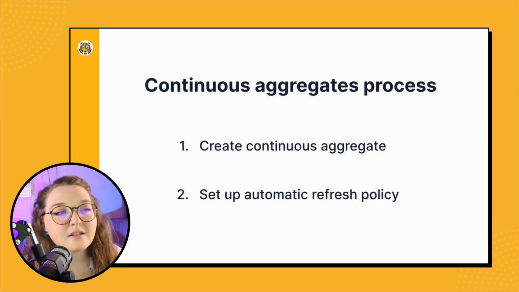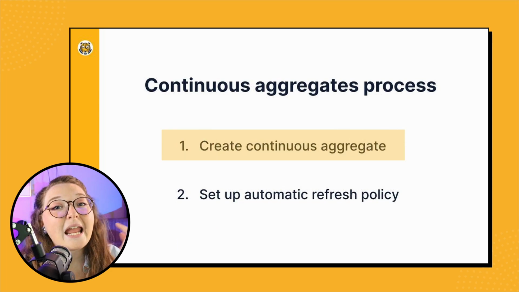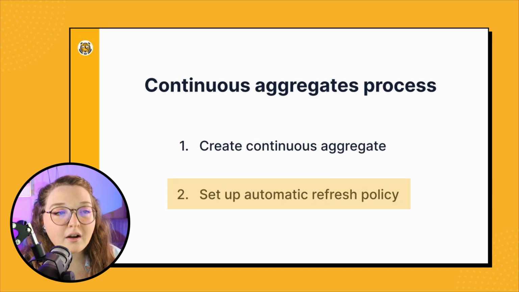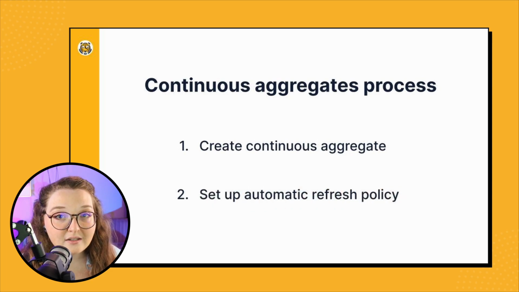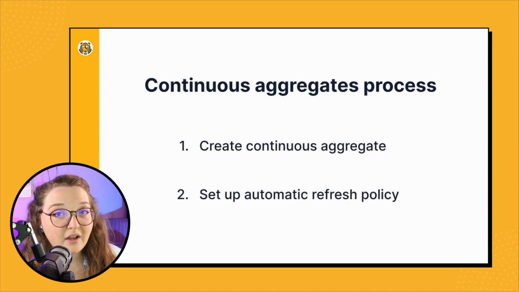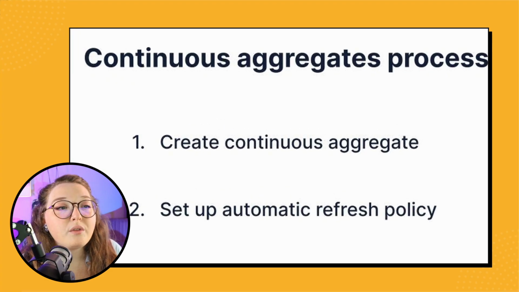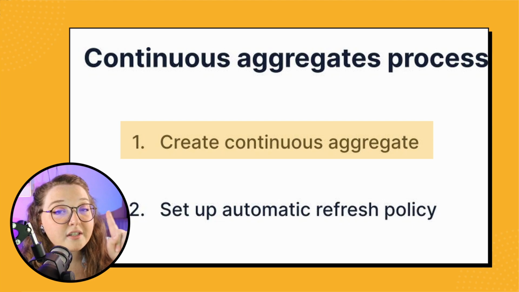So getting a continuous aggregate up and running is a two-step process. The first is actually creating the continuous aggregate. And then the second step is adding on an automatic refresh policy. That automatic refresh policy is what keeps your aggregate up to date. The first time you create your continuous aggregate, it one time will materialize all the data that you specify, but you have to call that refresh policy to keep that data up to date. And if you choose an automatic refresh policy, it will automatically run continuously and keep your data up to date. So in this video, we're only going to be focusing on the first step, so creating the continuous aggregate.